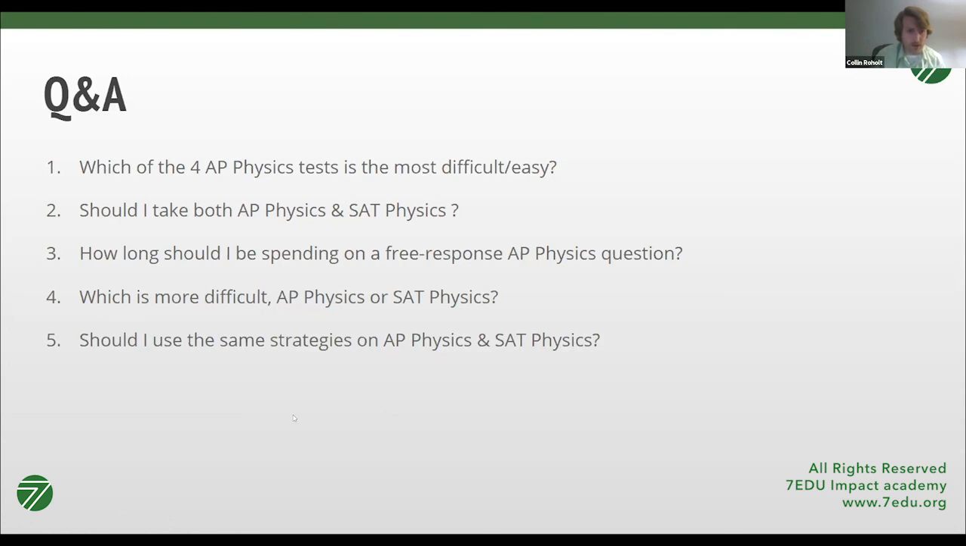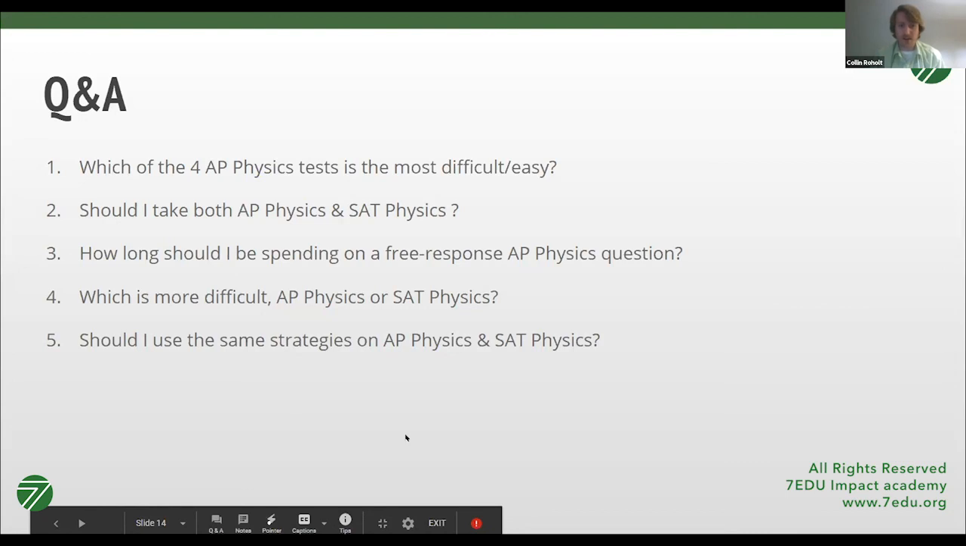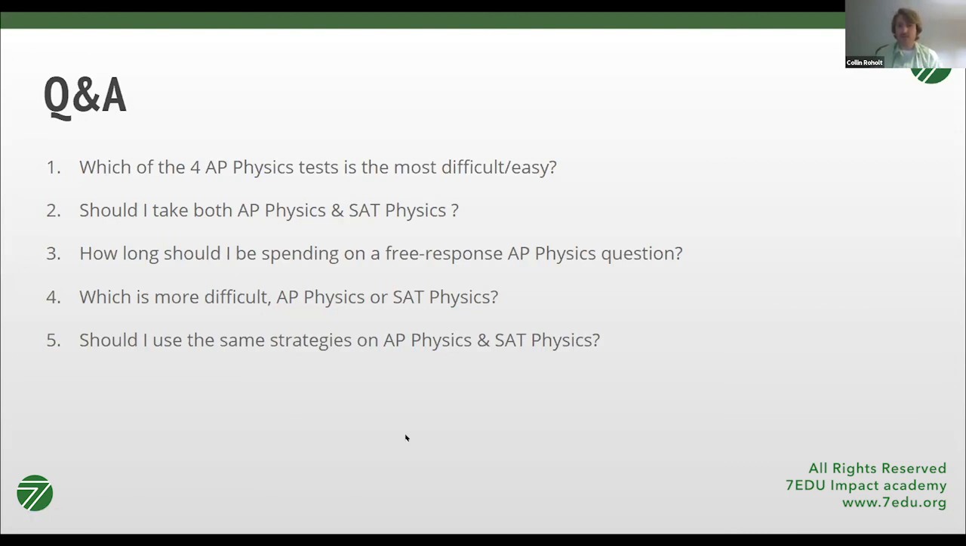So should I use the same strategies on AP and SAT? Obviously no. For SAT, we would go through and try to cover as broad a range as possible and make sure you know all the concepts. For AP Physics, we're going to drill in more on the specific types of questions and how to answer them, how to pull out the information. Some concepts as well, but focusing as much on those specific skills as possible.